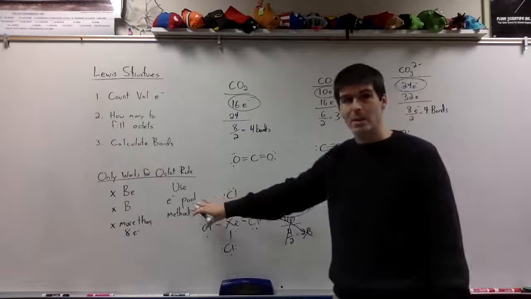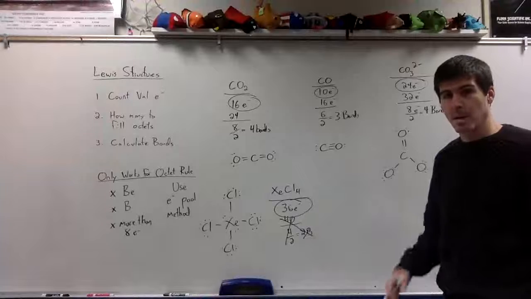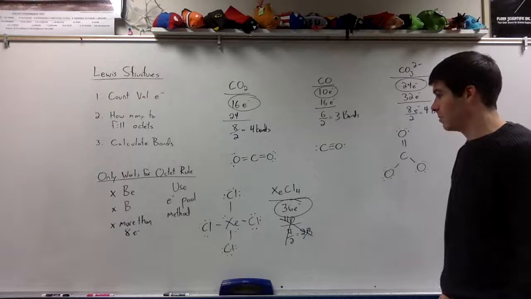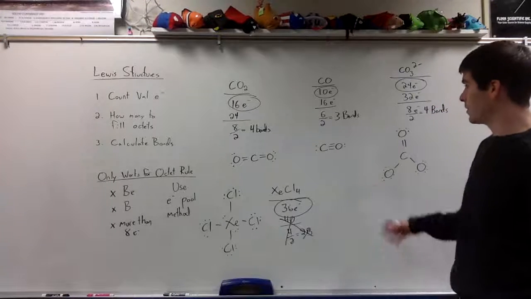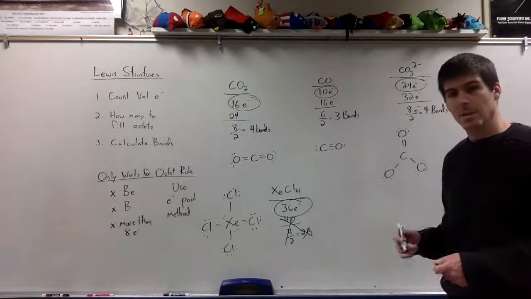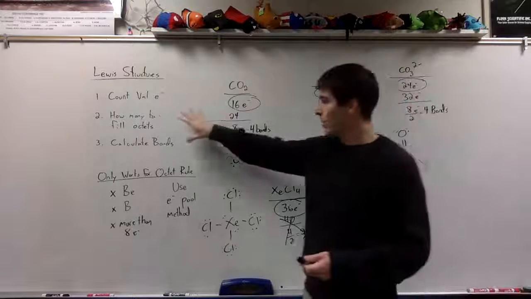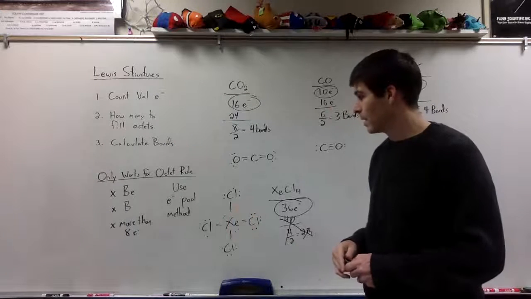The electron pool method, if you can understand it and you are good at it, works all the time. It's definitely a little bit more versatile. This gives you a little bit of reassurance for how many bonds you need to account for when you're drawing your structure. But it only works if you have the octet rule.